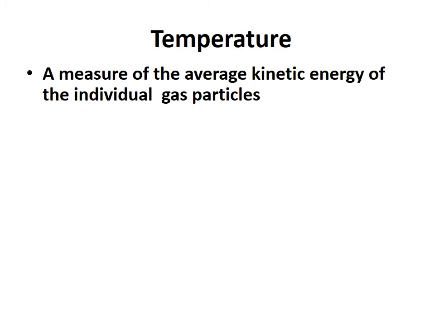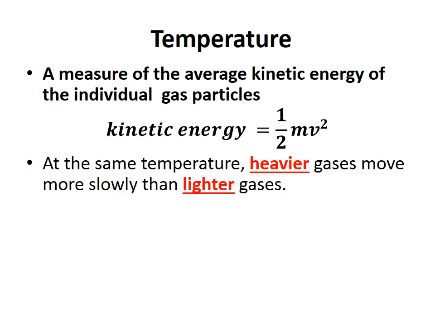Temperature. Now, temperature is a measure of the average kinetic energy of the individual gas particles. That is, how fast are these gas particles moving? Because remember, kinetic energy is equal to half mv squared. So the greater the velocity of these particles, the greater the kinetic energy. If we increase the mass, same velocity, we're going to also increase the kinetic energy. So at the same temperature, heavier gases move slower than lighter gases.